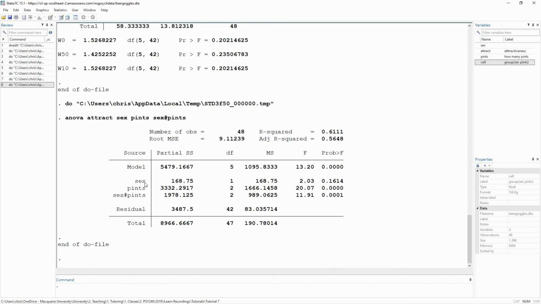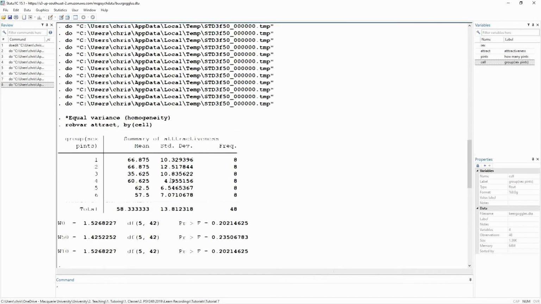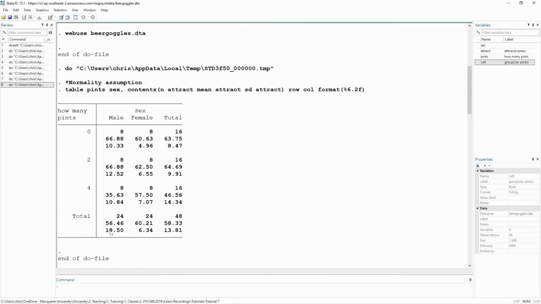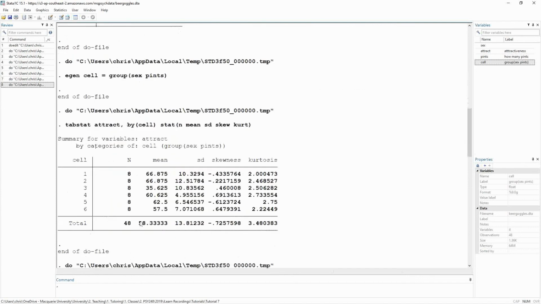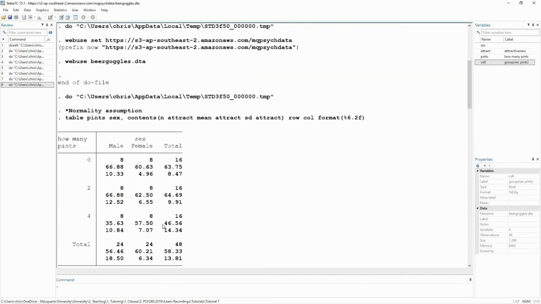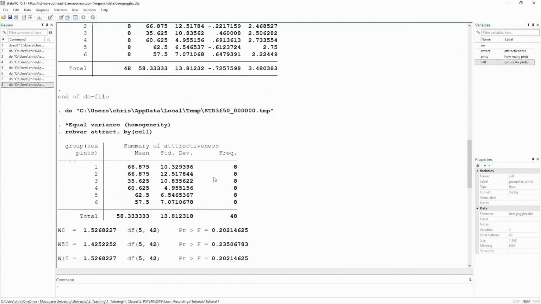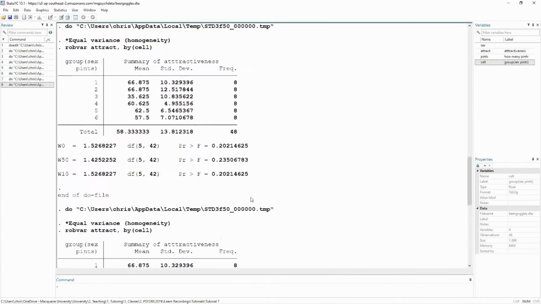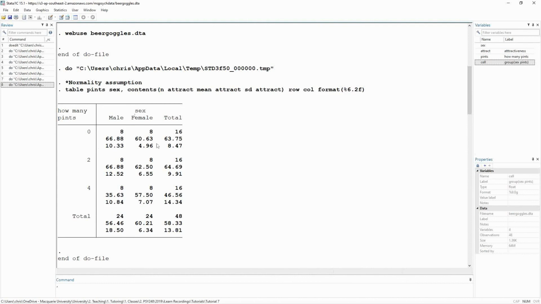Our sex line represents the main effect of gender, averaged across alcohol. Our pints line represents the main effect of the amount of alcohol you've consumed, averaged across gender. And then our sex pints interaction is looking at the individual cells within. So just to remind us, our sex variable then is comparing these 2 means together. Our pints effect is comparing these 3 means together. And then the interaction is comparing the cells.